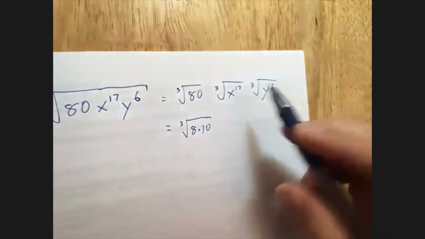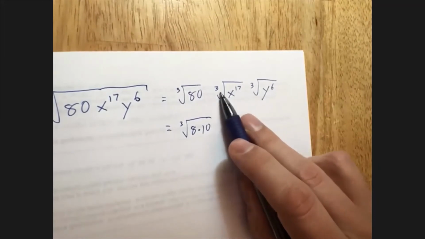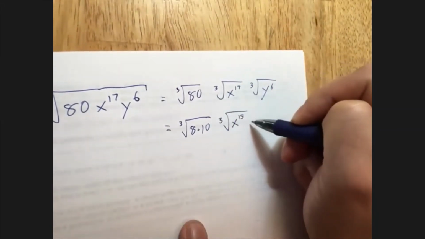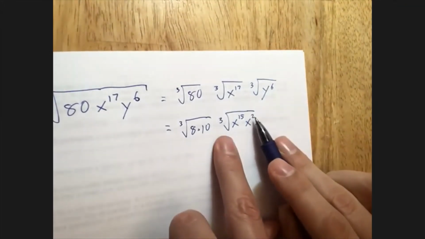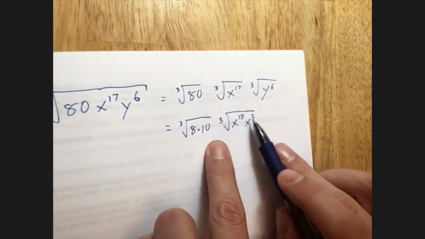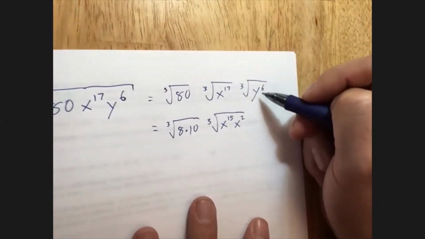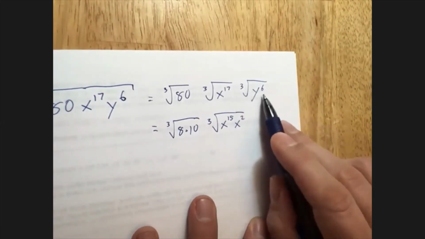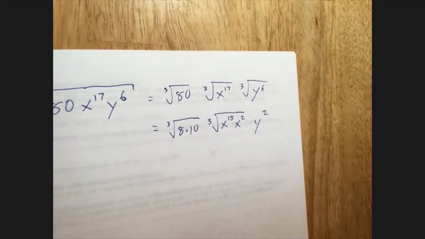Okay, so for the variable, I want to find the largest number less than 17 that's divisible by 3. Well, that's 15. So x to the 15, and then what's left over is x squared. The number that's left over should always be less than this number. If it's not, then you could have factored out something larger. What about this one? Well, this one is actually really nice because 6 is divisible by 3. So 6 divided by 3 is 2. This is just y squared. No radical part left over at all. It already is divisible by 3. So that's actually hunky-dory as it is.